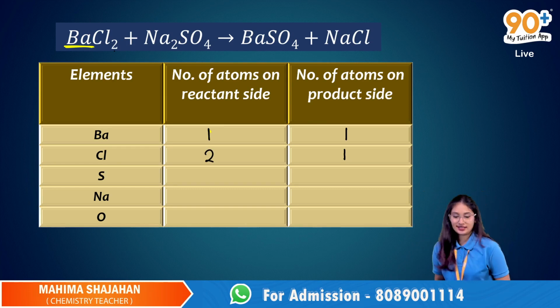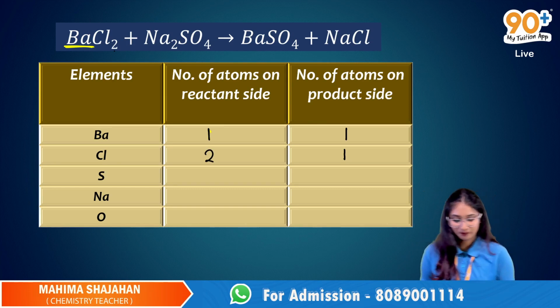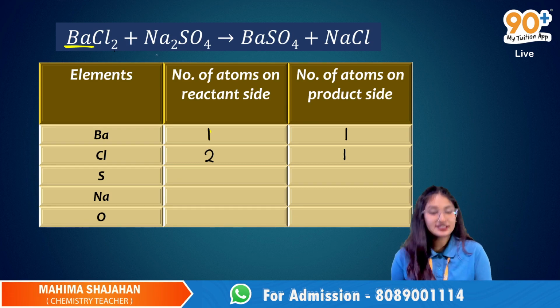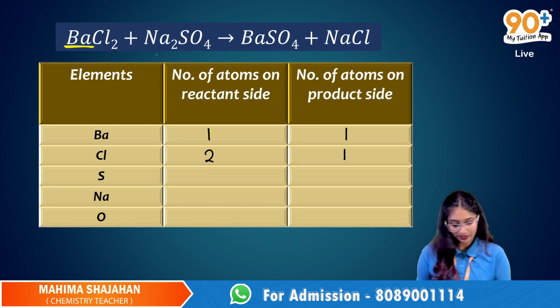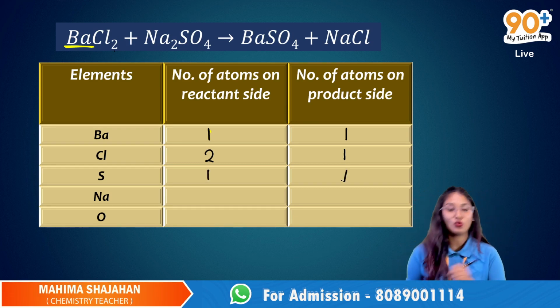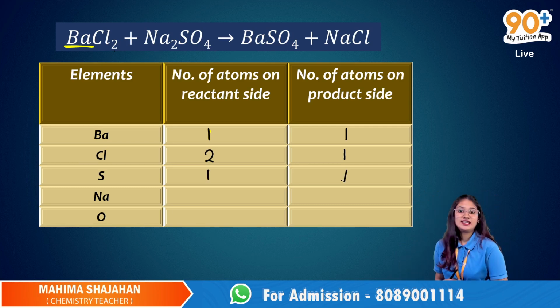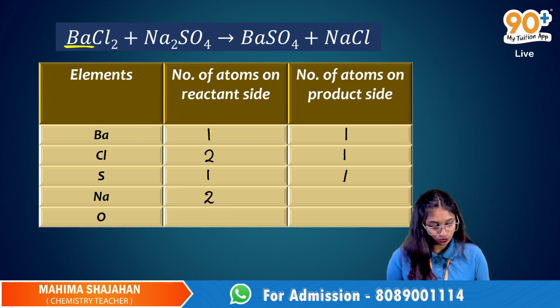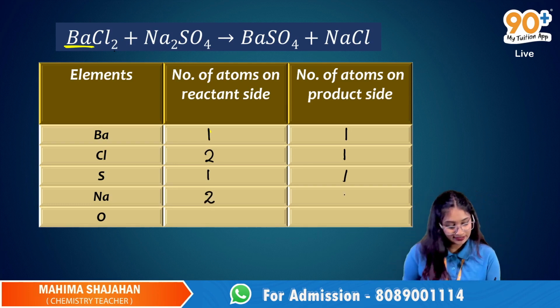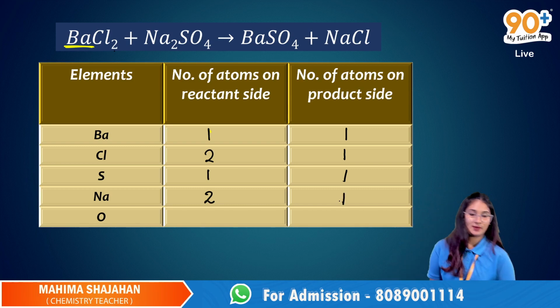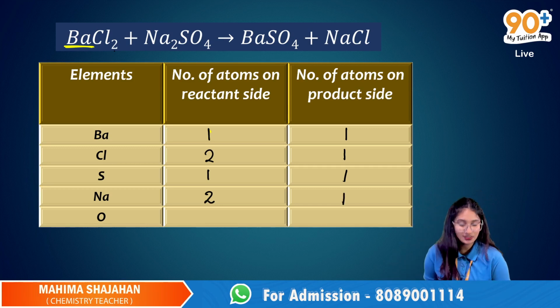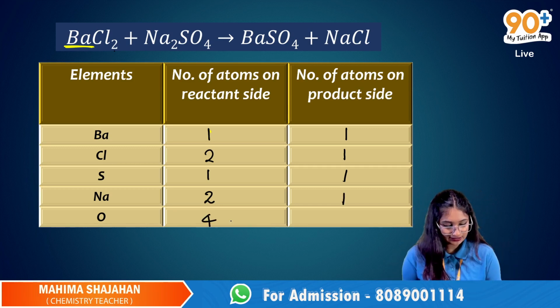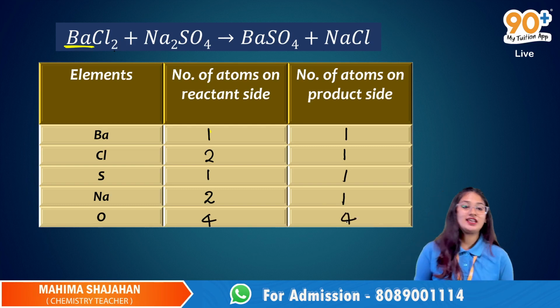Okay, yes. The next one is sulfur. On the product side and the reactant side, there is only one sulfur. So I'm writing one here and one here as well. Alright, the next one is sodium atom. In the reactant side, I have 2 sodium atoms, but in the product side, only one sodium atom. Now, what about oxygen atoms? 4 on the reactant side, 4 on the product side as well.